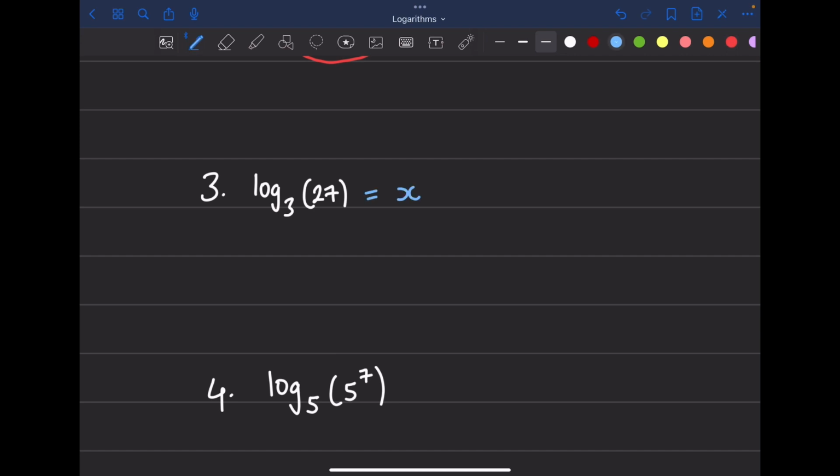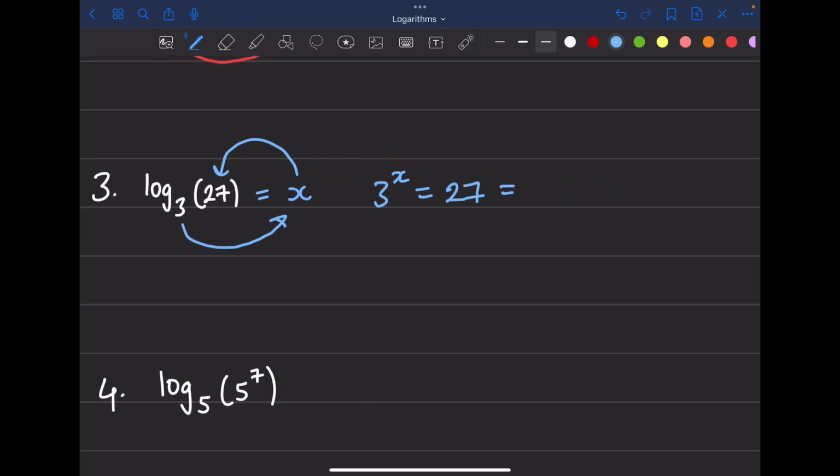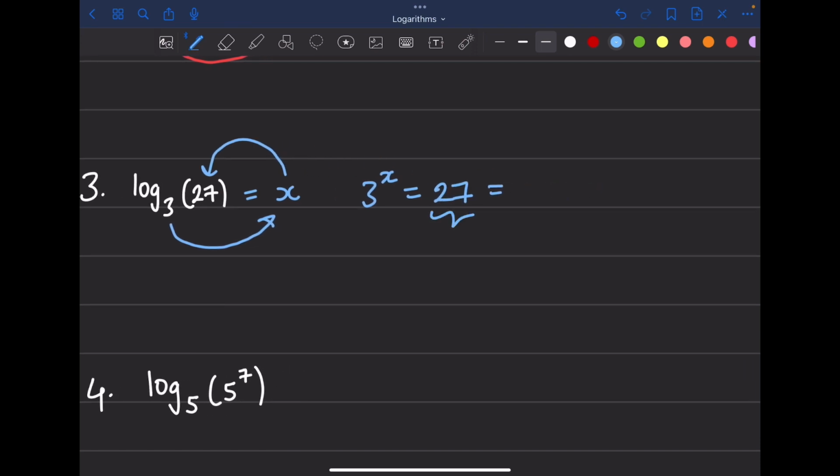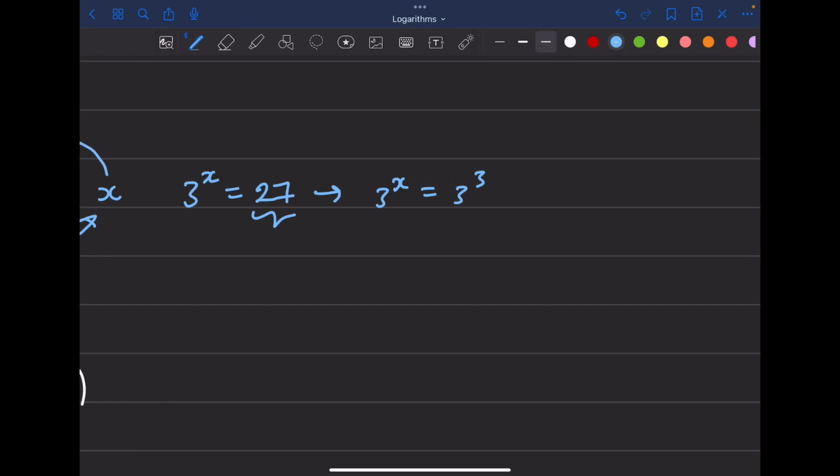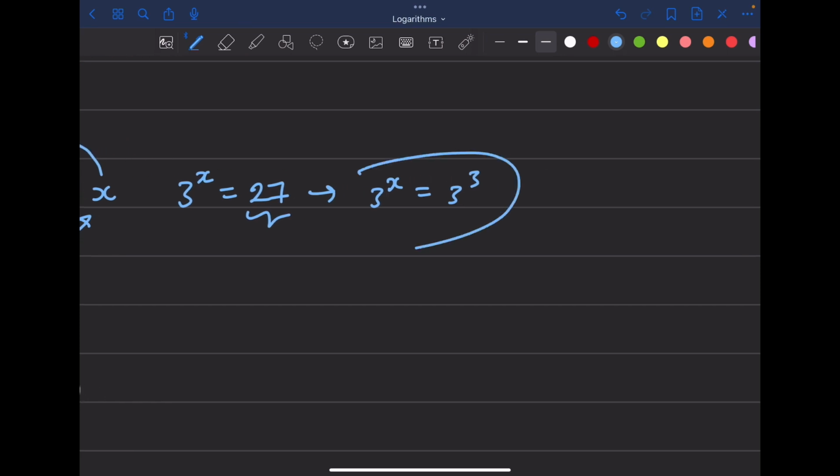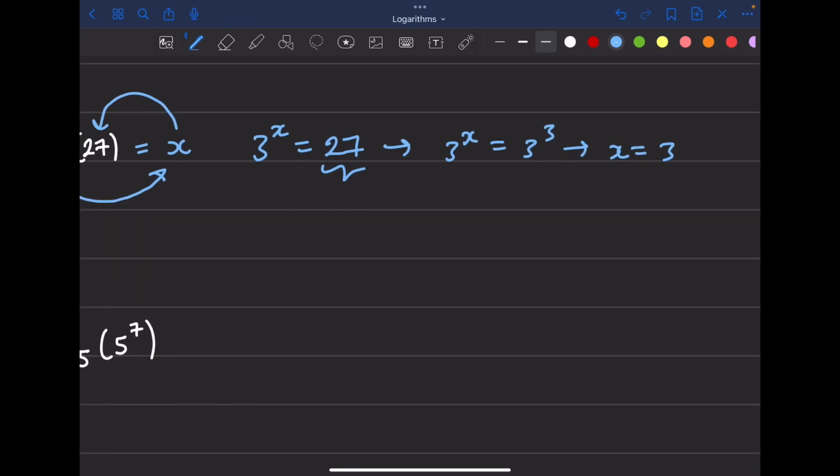After that, let's do our loop. So 3 to the power of x is equal to 27. After that, how do you represent 27 as a power of 3? This will give you 3 to the power of x is equal to 3 to the power of 3. Looking at this, you can easily tell that x is equal to 3. Okay, pretty simple so far.